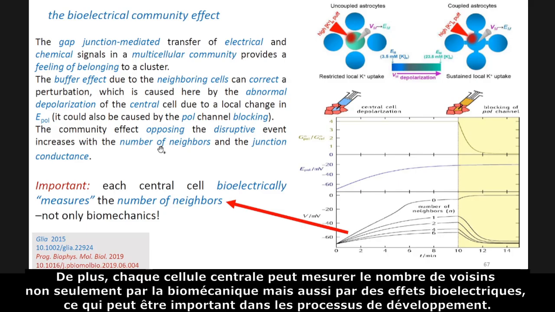More than this, and this would be important, each central cell can measure the number of neighbors not only by biomechanics, but also by bioelectrical effects. Bioelectrical effects should be able to tell the central cell how neighbors are effectively connected to it, which can be important, for instance, in developmental processes, this sort of measuring of the bioelectrical state of neighbors.